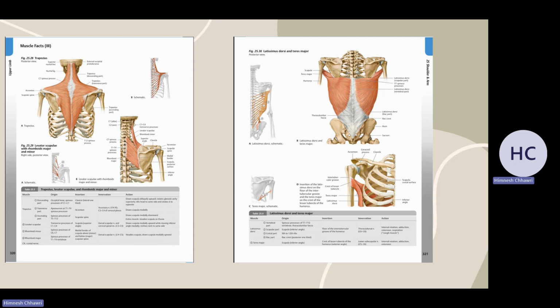Innervation is by the dorsal scapular nerve and cervical plexus. You can say C3, C4. Same. If you understand, only then say it.